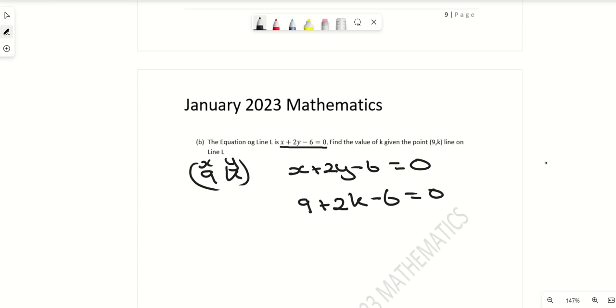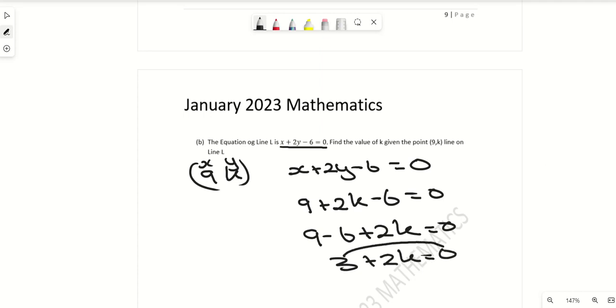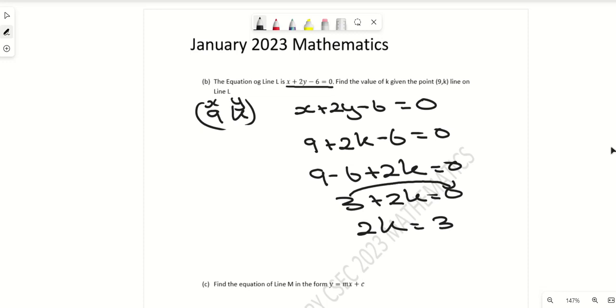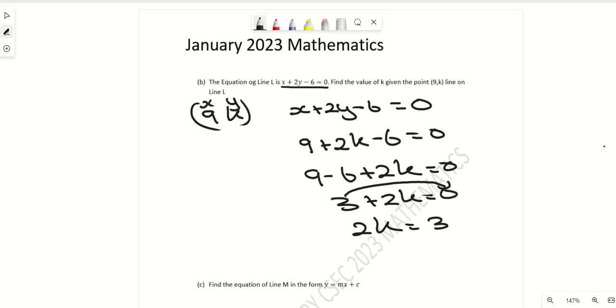We're going to make k the subject because they asked you for the value of k. So that's 9 minus 6 plus 2k is equal to 0. 9 minus 6 is 3, plus 2k is equal to 0. And you make k the subject. So you're going to carry across 3. That is 2k is equal to 3. Right? And then you're going to find k, which is 3 divided by 2, which is 1.5. We carry across, multiply by 2, it's going to turn to divide by 2. So k is 1.5. Right?